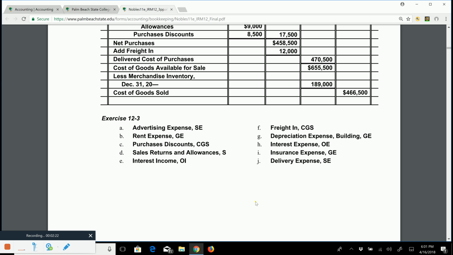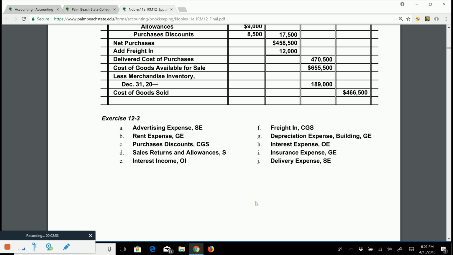Now, once again, comparing to what you see on page 536, I just want to reiterate this operating expense category is further broken down between selling expenses and general expenses. And you can see the breakdown of this further on page 539 in your text. Okay, the next item, purchase discount. This is a contra purchase account. This you're going to see in the cost of goods sold calculation.